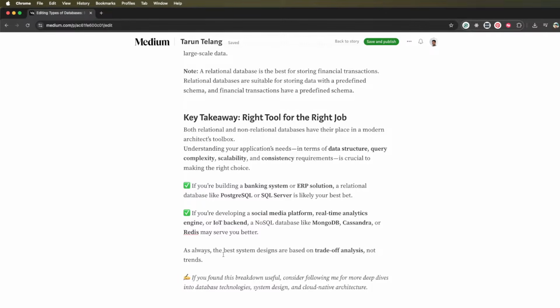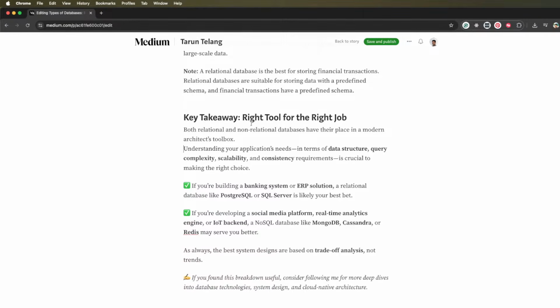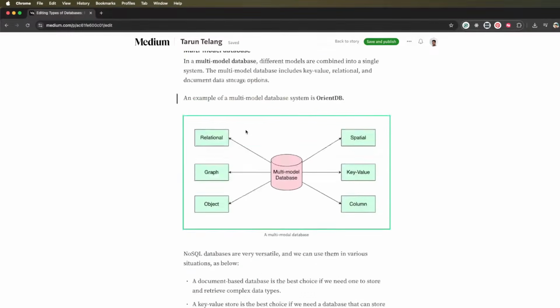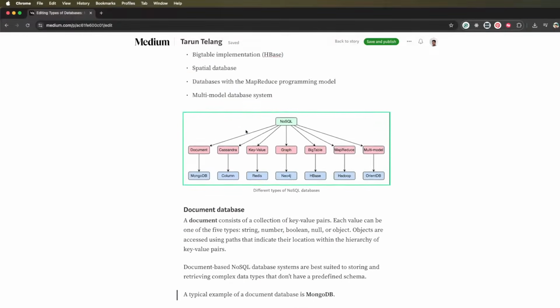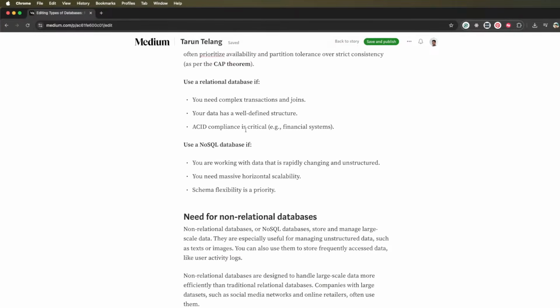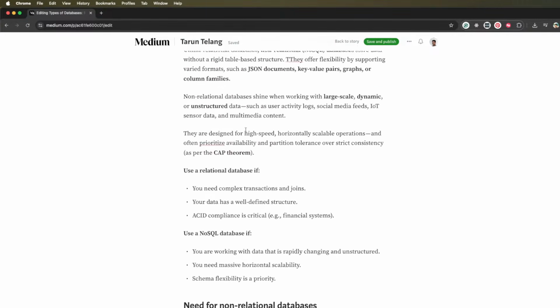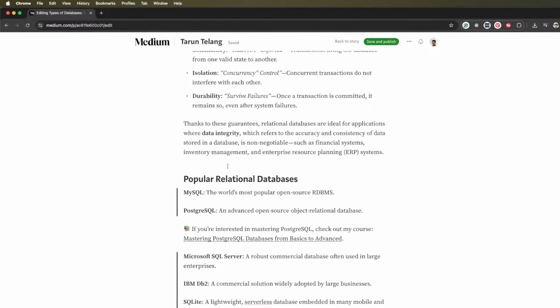Right. And the article gives some helpful concrete examples just to drive this home. Yeah, like if you're building a banking application or maybe an ERP system, a relational database like PostgreSQL or Microsoft SQL Server is likely the most appropriate, sensible choice. But well, if you're developing, say, a social media platform or a real-time analytics engine or maybe an IoT backend collecting sensor data, then a NoSQL database like MongoDB or Cassandra or Redis might be a far, far better fit for the scale, speed, and flexibility needed.